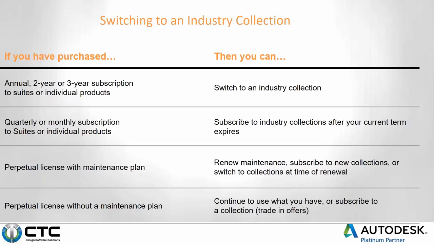So if you've already purchased annual subscriptions, you can simply switch those to an industry collection. If you're on quarterly or monthly subscription, suites or individual products, which is a very small number of people, you can simply let your current stuff expire or cancel it and then resubscribe to an annual term of industry collection. The next point down, perpetual license with maintenance plan.